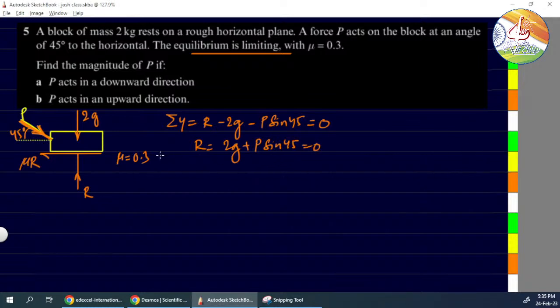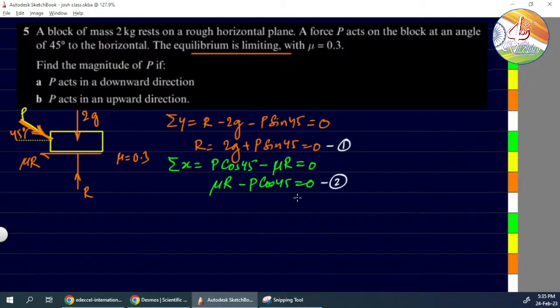Then let's take sigma x. What are the x components? P cos 45, and minus mu R, equal to 0. Putting it in the correct format: mu R minus P cos 45 equals 0. Now we have to solve these two equations, equation 1 and equation 2.